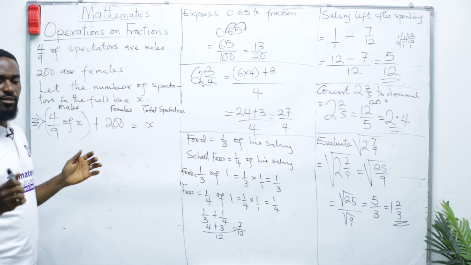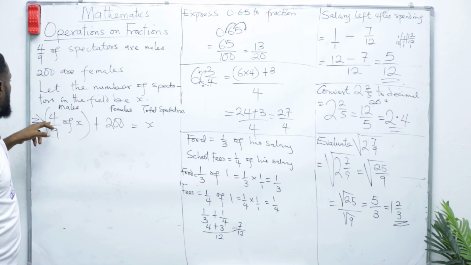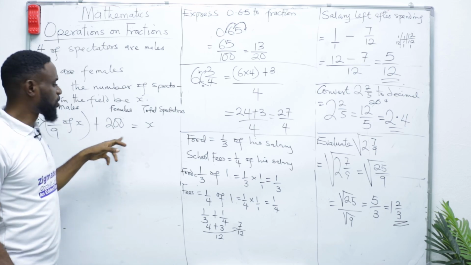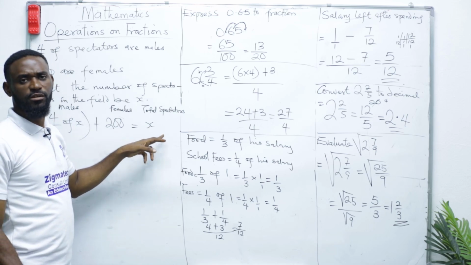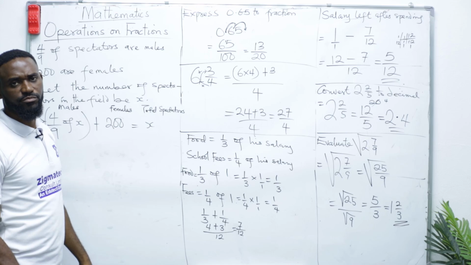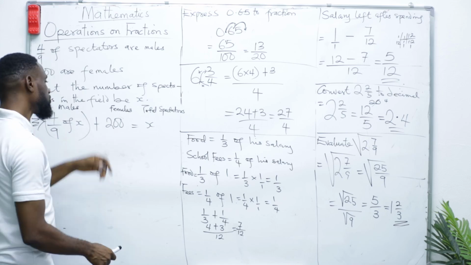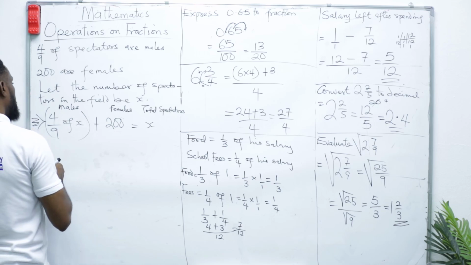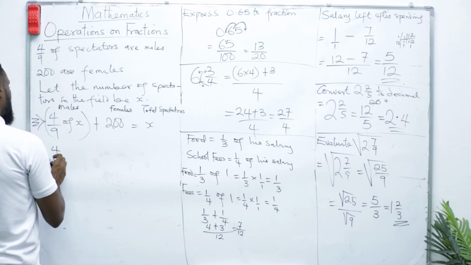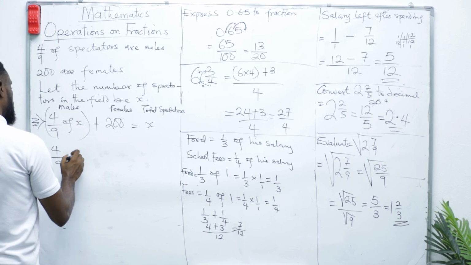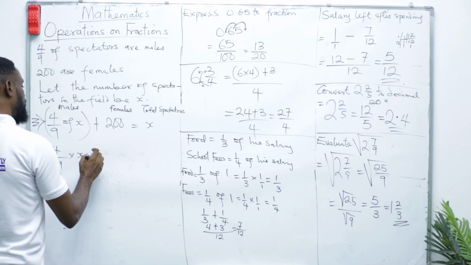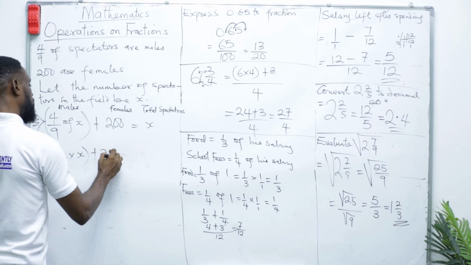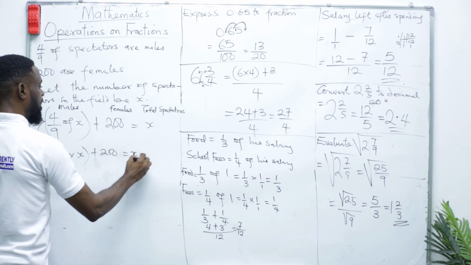Do you get that? So 4 over 9 of X plus 200 will give us the total number of spectators. Do you understand that now? Okay. So what that simply means is 4 over 9 times X plus 200 is equal to X.